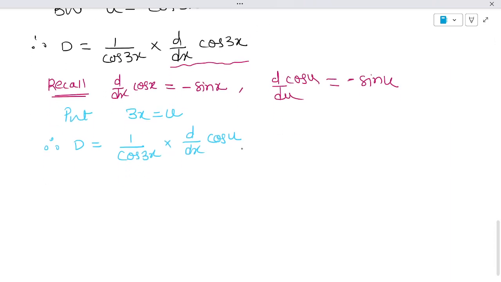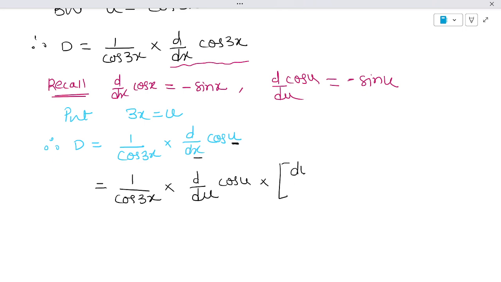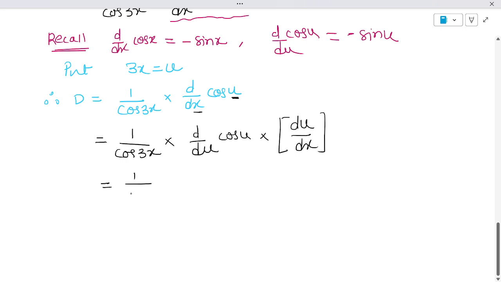Again we reach here to the situation function में u है और यहाँ d by dx है। तो फिर से we use the chain rule, 1 by cos 3x as it is, d by dx की जगह हम लिखेंगे d by du of cos u, और जब भी d by dx की जगह d by du लिखा, हमें वहां पे उसके मल्टीप्लाई करना है बाय du by dx. Okay, now this is equal to 1 by cos 3x into what is derivative of cos u with respect to u, दोनों जगह u है, it is minus of sin u into du by dx, but what is u?